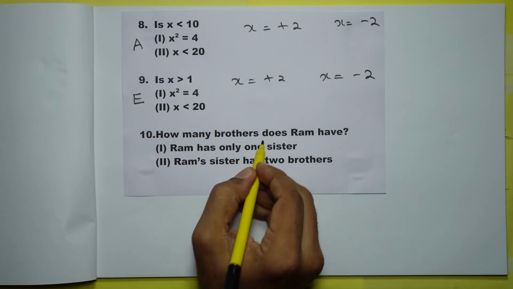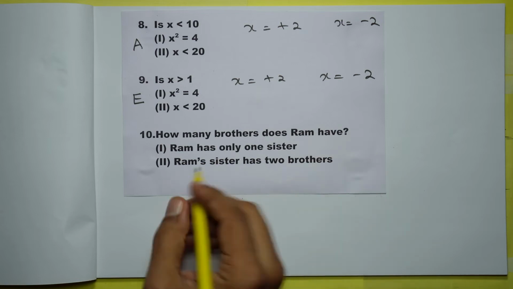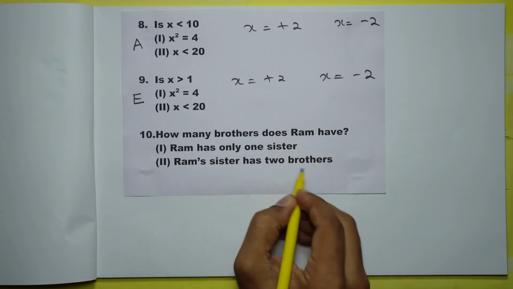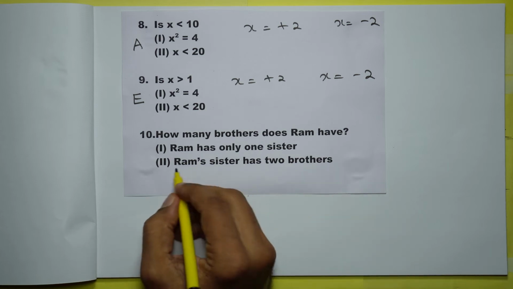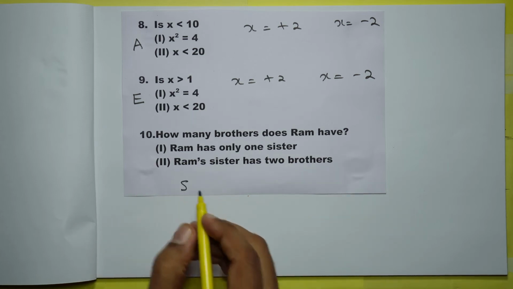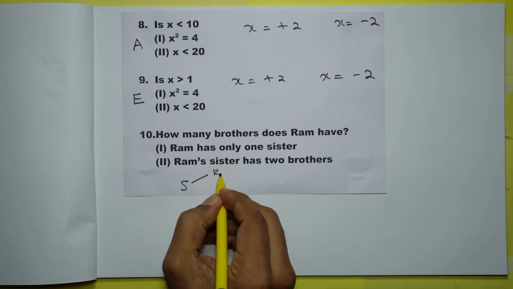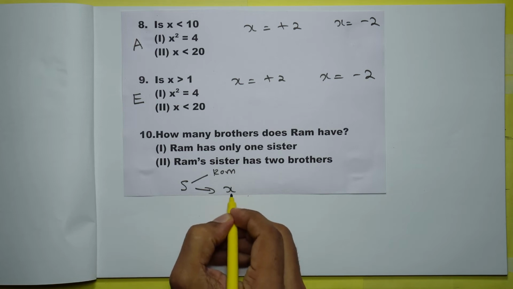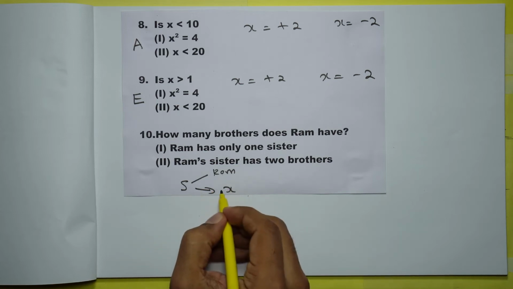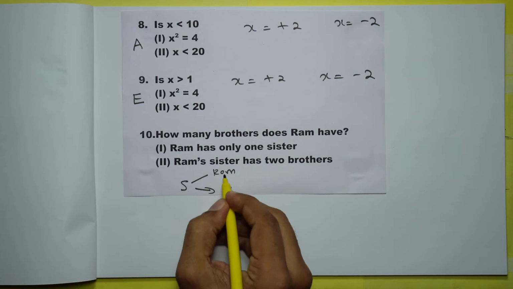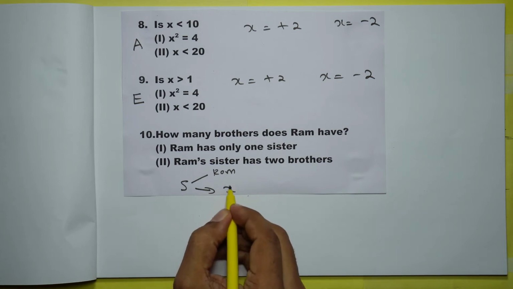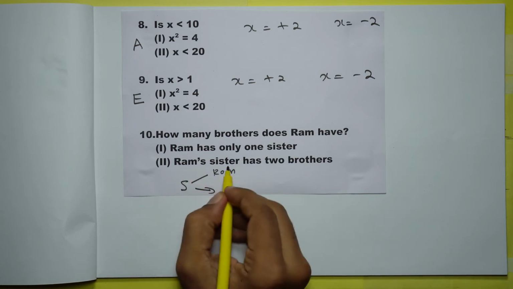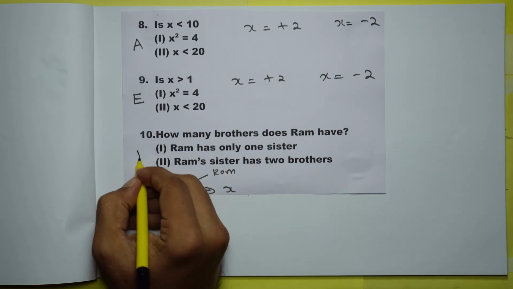How many brothers does Ram have? Ram has only one sister. Ram's sister has two brothers. So, let us say Ram's sister is S. She has two brothers. One has to be Ram and the other is one more person. Let us take it as X. So, from this we will know Ram has only one brother, that is X. So, second statement alone will do. Hence, B is the right answer.